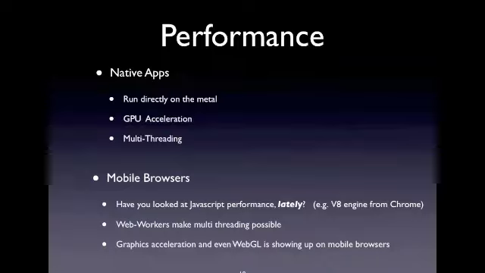Have you looked at JavaScript engines like V8 from Chrome? They simply rock. Their performance has gone through the roof in just over the last 2 years. The performance has gone through like 5x improvements. Also, there are new features like web workers, which will make multi-threading possible. And even graphics acceleration and access to WebGL is showing up in mobile browsers. So all in all, the performance in mobile browsers may not be all that bad.